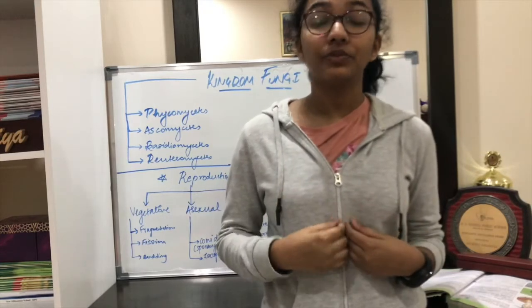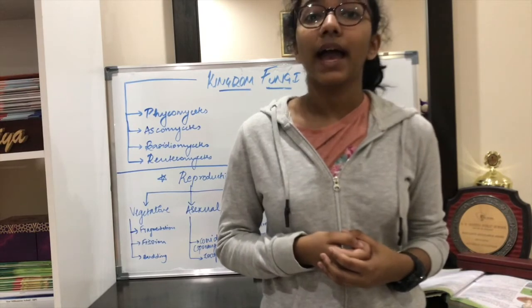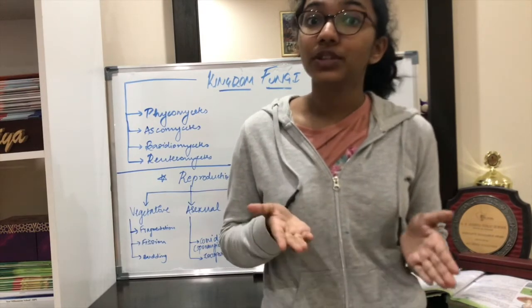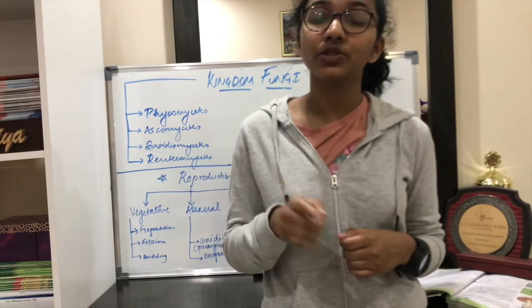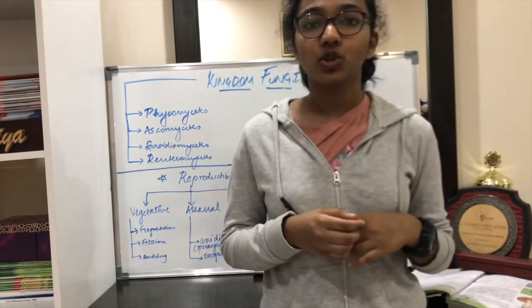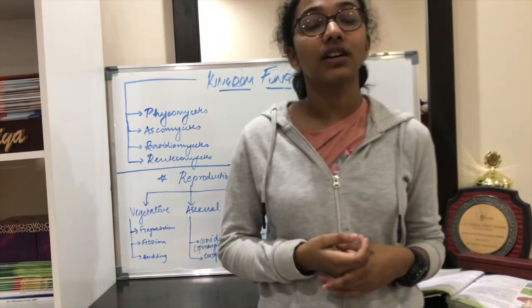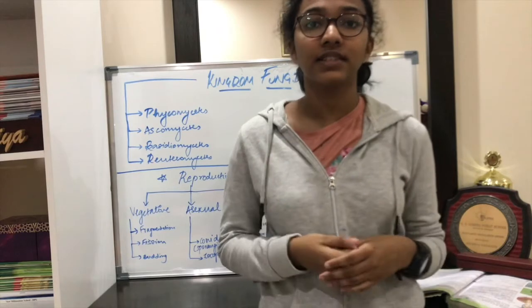For example, wheat rust is caused by the fungi Puccinia, and yeast is the unicellular fungi, and yeast is used for making bread and alcohol. So sugar ferment hota hai and then you make bread and alcohol. That's why it's called brewer's yeast or baker's yeast.